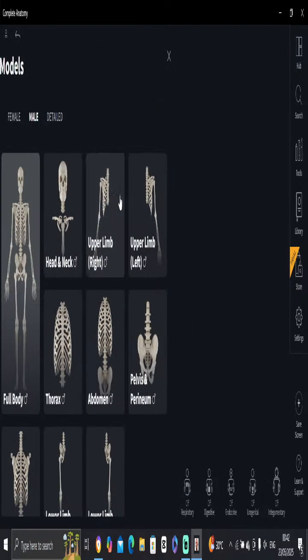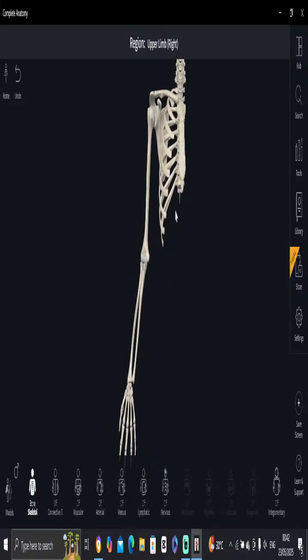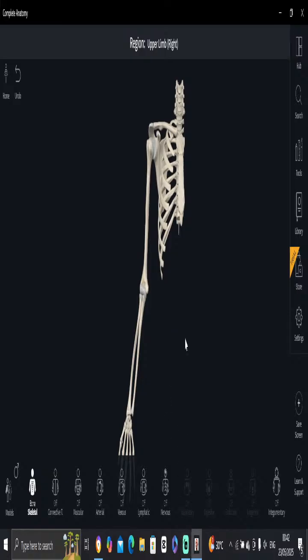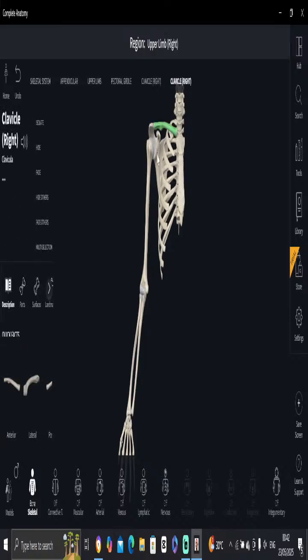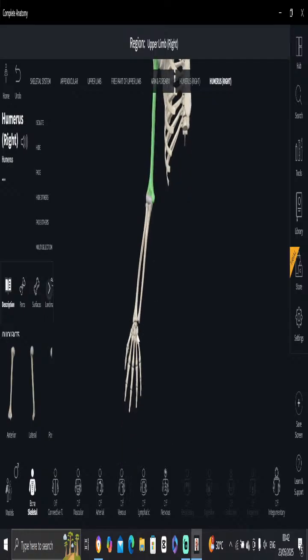But today, since we'll be discussing only the upper limb, these are the models that we need. Generally, if we want to count all the bones in the upper limb, we go from the clavicle to the scapula to the humerus, that's 3. Then we have 2 bones of the forearm, making 5. We have 8 carpal bones, so that's 5 plus 8, making 13.